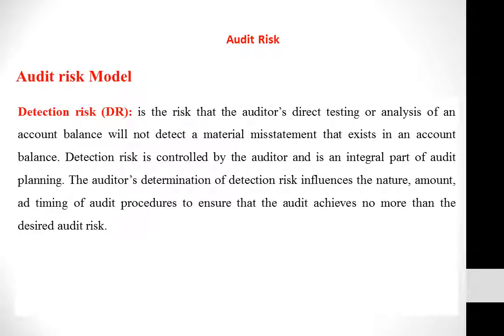Detection risk is controlled by the auditor, as we said, and it's an integral part of audit planning. While he is doing audit planning, he must determine the detection risk. He must know what the percentage of detection risk is. The auditor's determination of detection risk influences the nature, amount, and timing of audit procedures to ensure that the audit achieves no more than the desired audit risk.